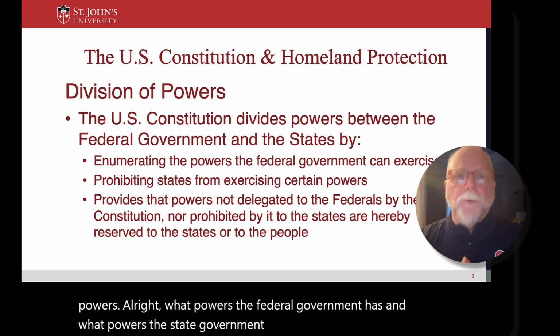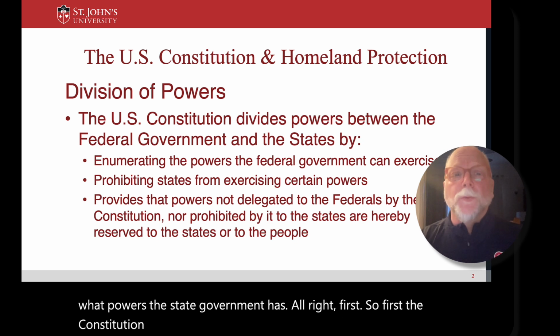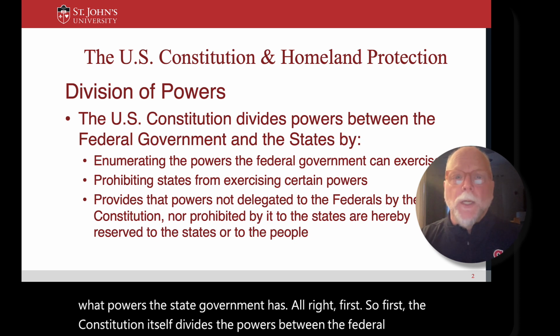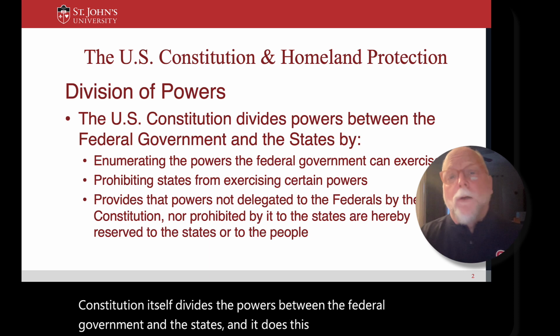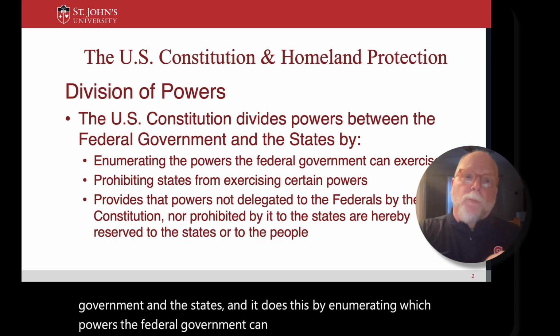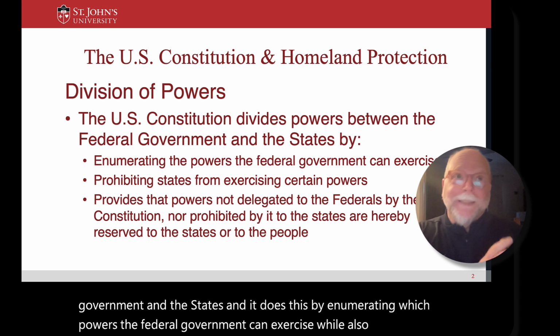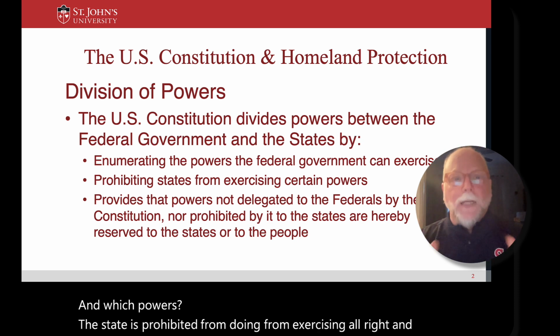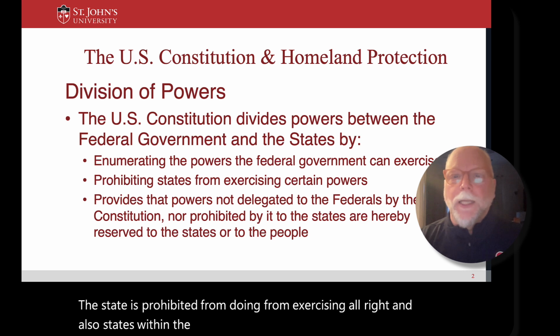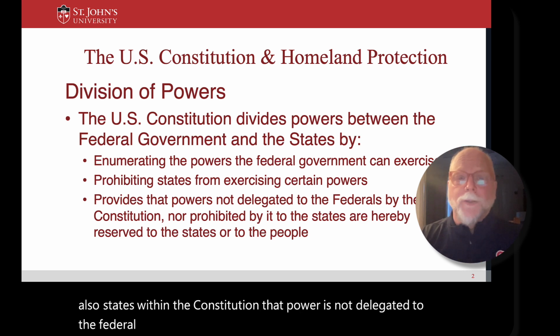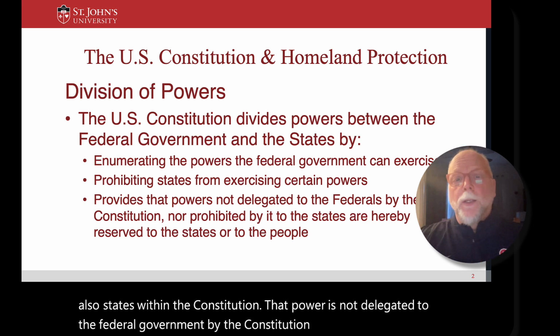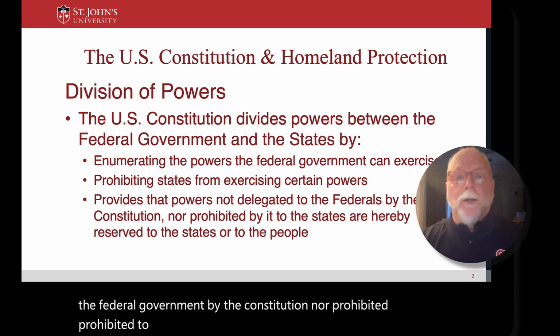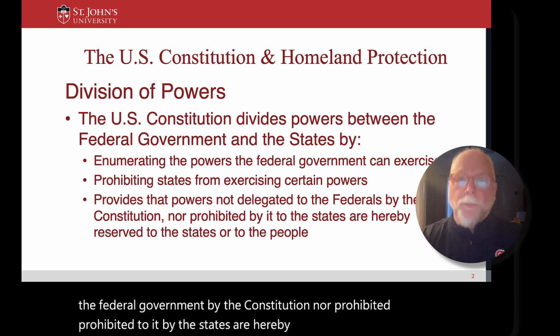First, the Constitution itself divides the powers between the federal government and the states. It does this by enumerating which powers the federal government can exercise, while also enumerating which powers the states are prohibited from exercising. It also states that powers not delegated to the federal government by the Constitution, nor prohibited by it to the states, are reserved to the states or to the people.